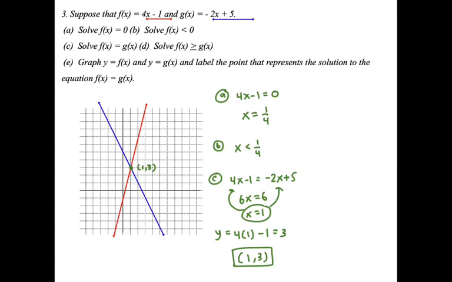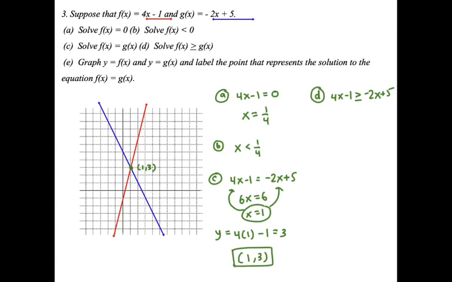For part D, we're asked to figure out where f of x is greater than or equal to g of x. So we want to figure out where the red line has greater y values than the blue line. If we're looking graphically at this, we are literally looking for where the red line is higher than the blue line. If we want to solve this algebraically, all we're going to do is see where f of x, which is 4x minus 1, is greater than or equal to negative 2x plus 5. So I'm going to do this algebraically, and then we'll take a look at how that looks on the graph.